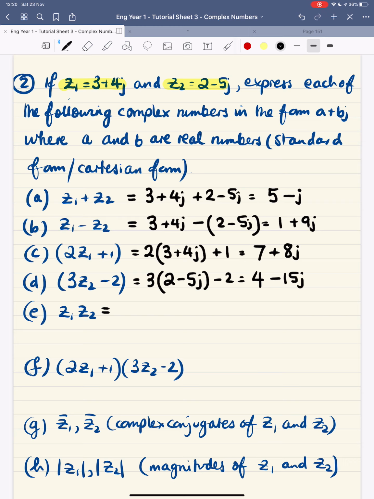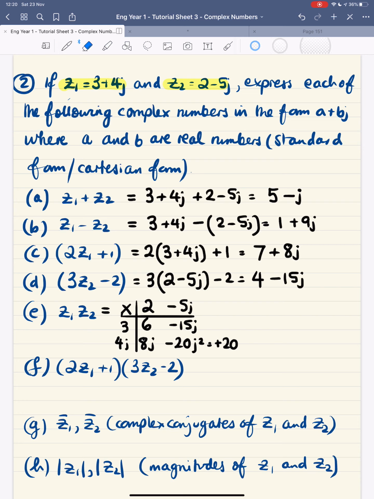And then the next one, z1 times z2. We'll put this in a grid. We've got z1, 3 plus 4j, and z2, 2 minus 5j. 3 times 2 is 6. 3 times minus 5j is minus 15j. 4j times 2 is 8j. And 4j times minus 5j is minus 20j squared. And j squared is minus 1, so this is actually plus 20.